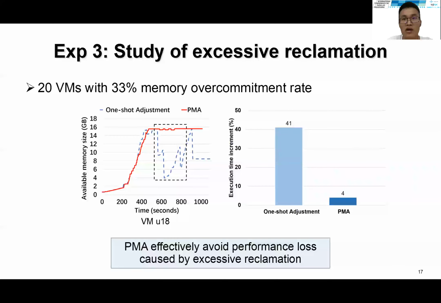To verify that PMA avoids excessive reclamation compared to one-shot adjustment, we further conduct some experiments. In particular, we capture the available memory size of some VMs during memory adjustment. We can see that without feedback control, one-shot adjustment reclaims a large amount of memory and causes a 41% performance degradation. On the contrary, PMA initially reclaims only a small amount of memory, then detects a performance drop and stops reclaiming. As a result, PMA brings only a 4% performance degradation.